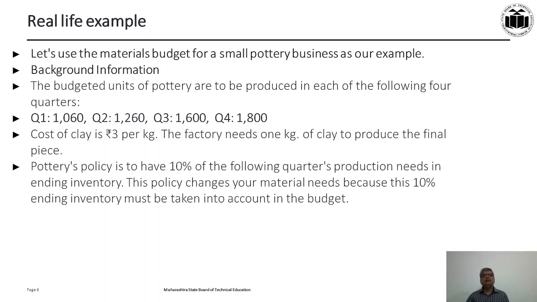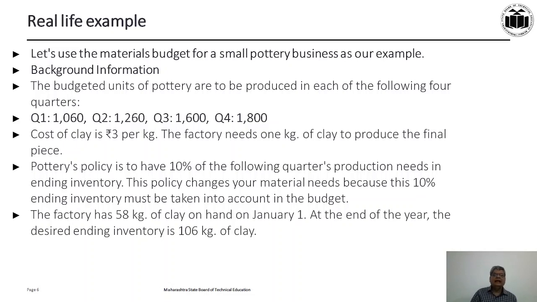Now the policy of the pottery is to have 10% of the following quarter's production needs in ending inventory. So this policy changes your material needs, because this 10% ending inventory must be taken into account in the budget. So very simply, what will be the ending inventory of the first quarter? It will be 126, because it is 10% of the production quantity of the second quarter. Ending inventory of the second quarter will be 160, because the quantity to be produced in quarter 3 is 1600, and so on.